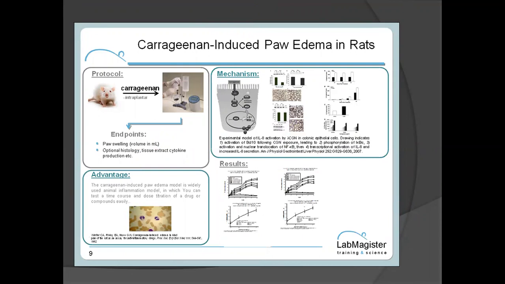So this is the carrageenan-induced paw edema in the rat. In our lab we use a digital plethysmometer, but in this study we are using a digital caliper. The endpoint, paw swelling, is determined, and the advantages are that it is quick, has a short time course, and dose titration can easily be done. The results are plotted as a graph, or a probability chart is used for plotting the results.